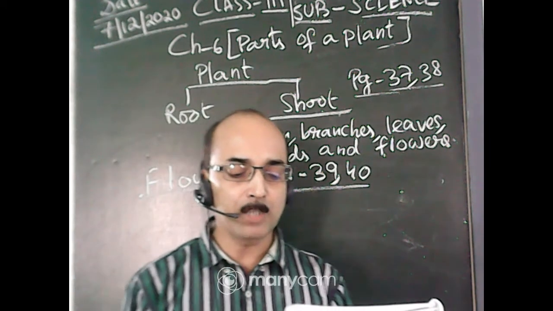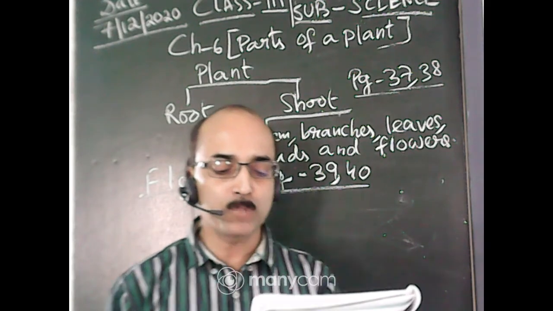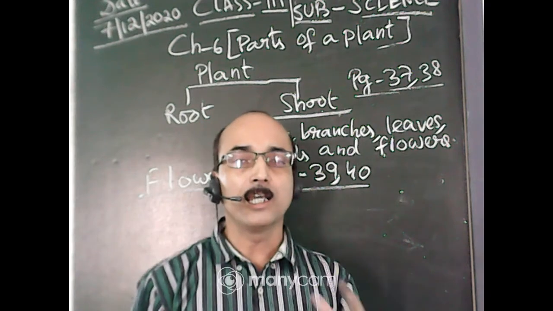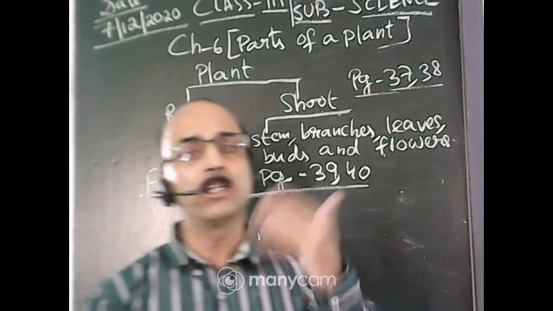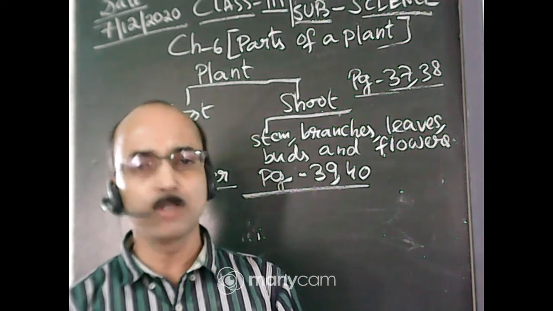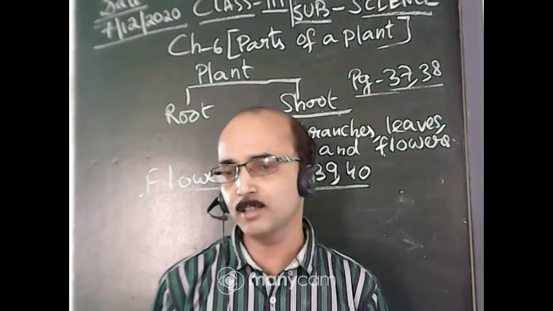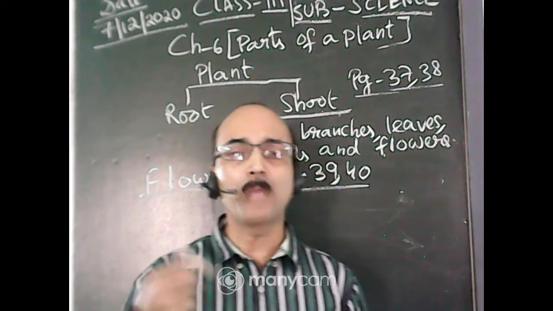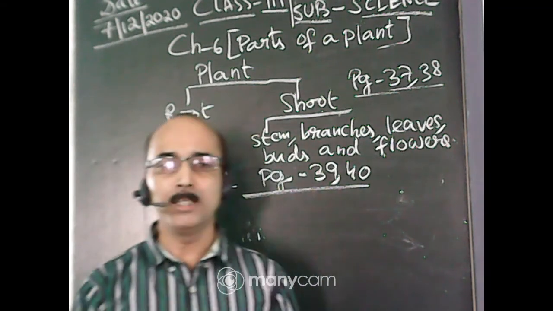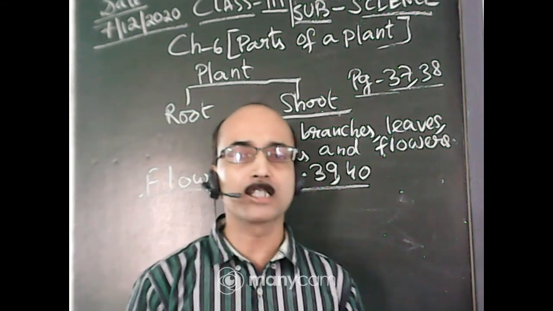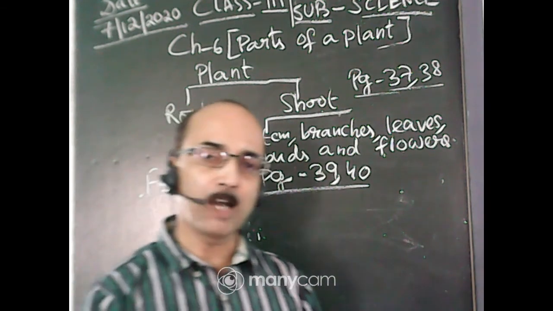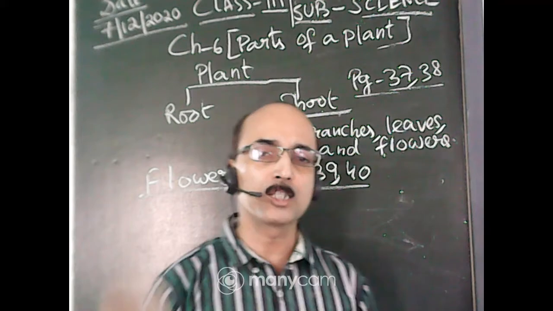Flowers help in reproduction because they produce fruit and seed. Yes, this is a very important word. Flowers help in reproduction. Reproduction means growing a new plant. You have already learned what is reproduction. The process by which a new plant, a new baby, is grown. So the flowers help in reproduction means a new plant is growing from it.